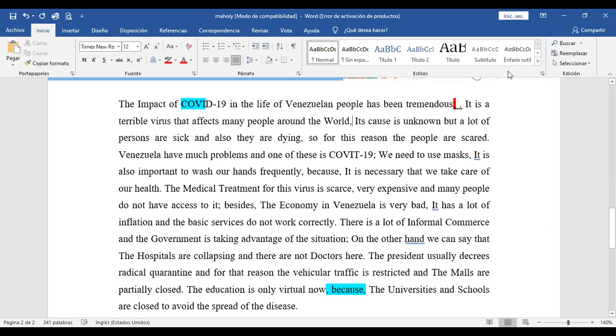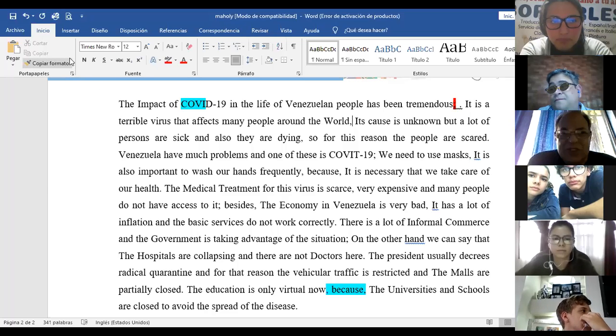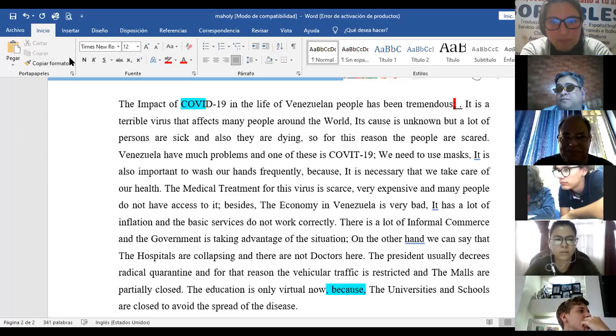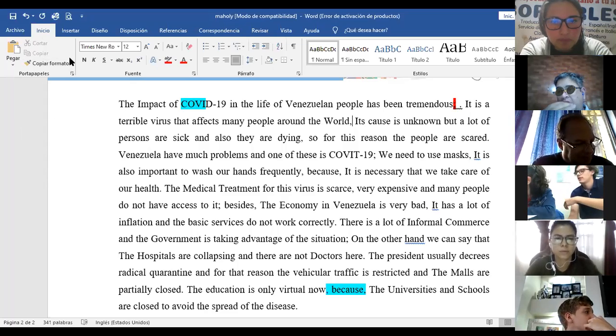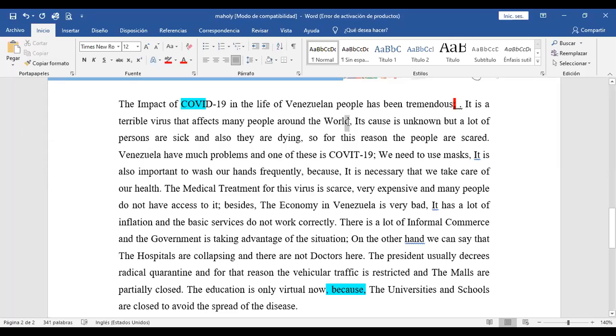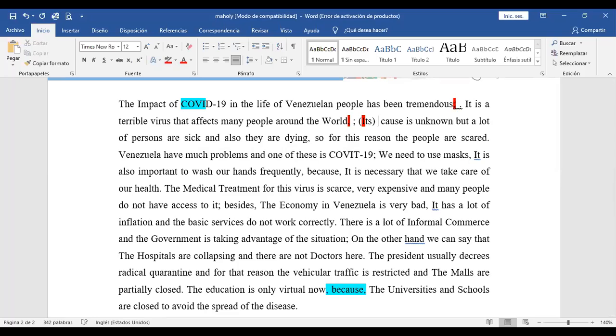¿Qué dicen los demás? A period, semicolon, comma. What do you say? I think that a semicolon would be nice there. A semicolon. Then, semicolon. ¿Qué pasa con esa capitalization there? No capitalization, okay. Its cause. ¿Por qué? Porque capitalization just after a period, okay? Después de un punto. Yes, yes. Its cause is unknown.